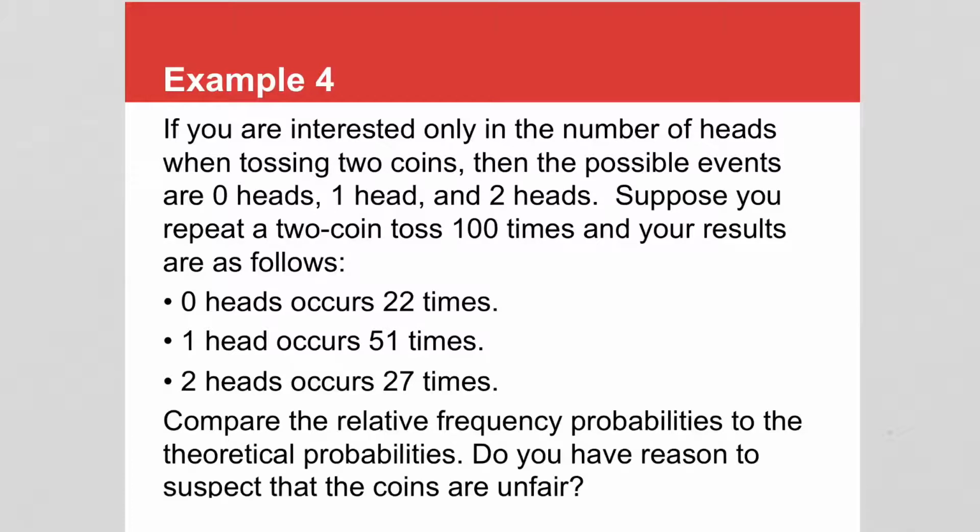Suppose you repeat a 2-coin toss 100 times, and your results are as follows. You get no heads 22 times, you get 1 head 51 times, and 2 heads 27 times. Compare the relative frequency to the theoretical probability.